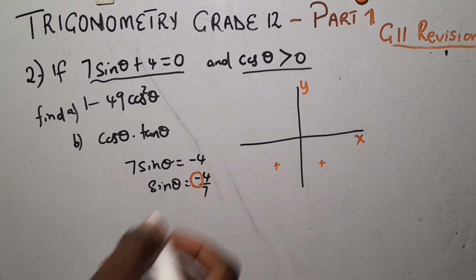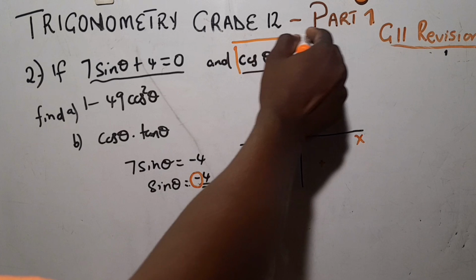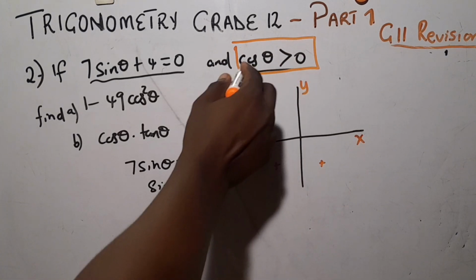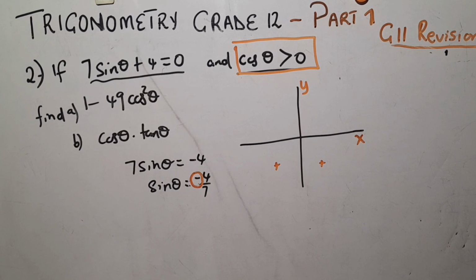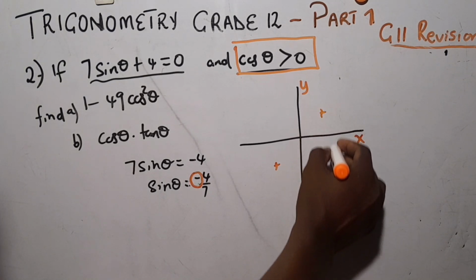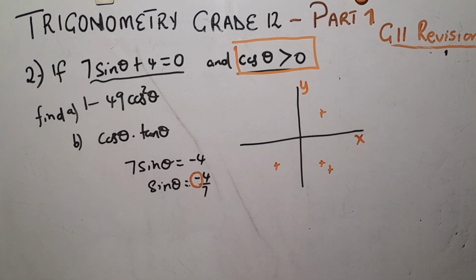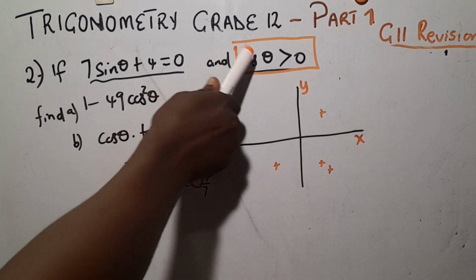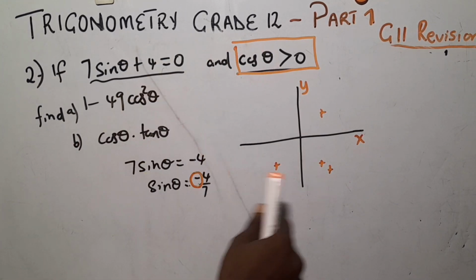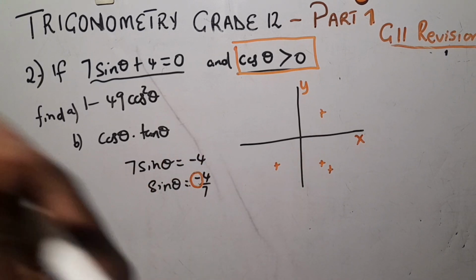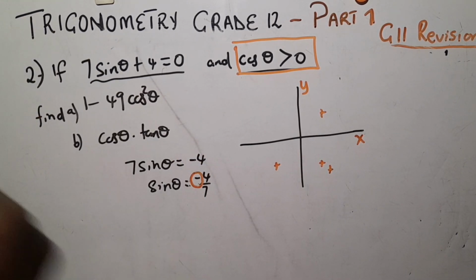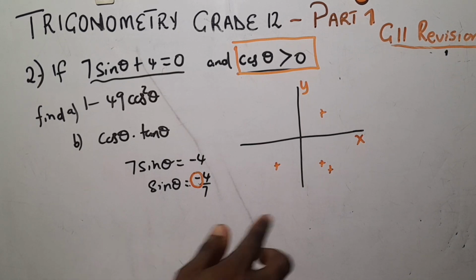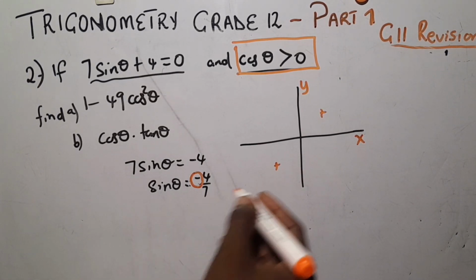Done. And then you also check this second restriction. They said cos theta is greater than 0, so it's positive. And also check where cos is positive. Cos is positive in the first and fourth quadrant, right? So both of these statements are satisfied in the fourth quadrant. So it means that that's where our solution is. So that's the first step: you identify where your solution will lie. Our solution will be in the fourth quadrant.